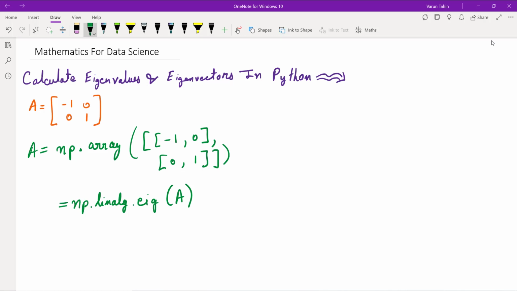What it will do is return us a tuple where C is the array of the eigenvalues and V is the matrix with the eigenvectors as the columns. And at last we can print these two, so print C and print V, and this will automatically do all of the stuff for us.